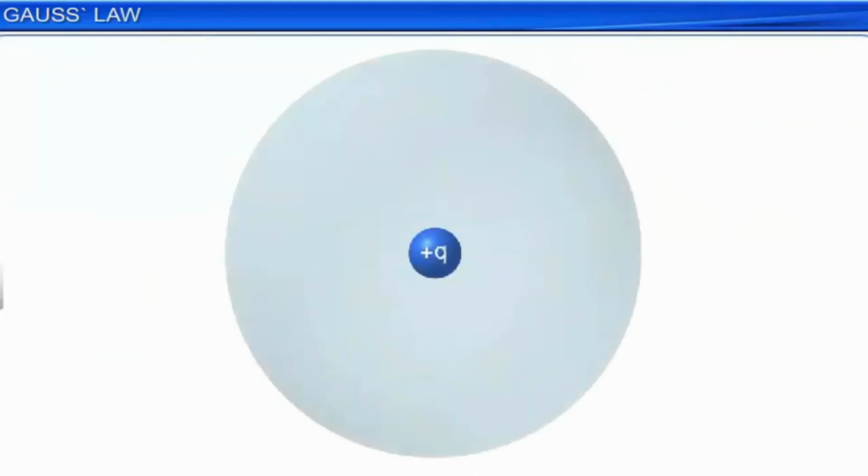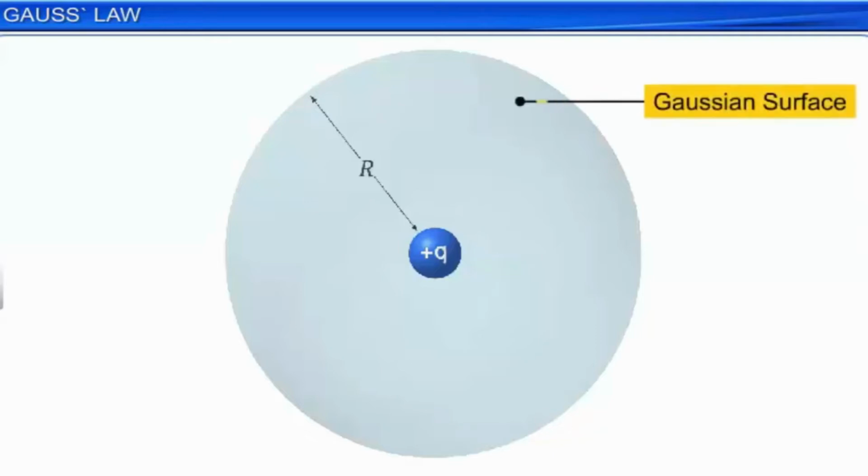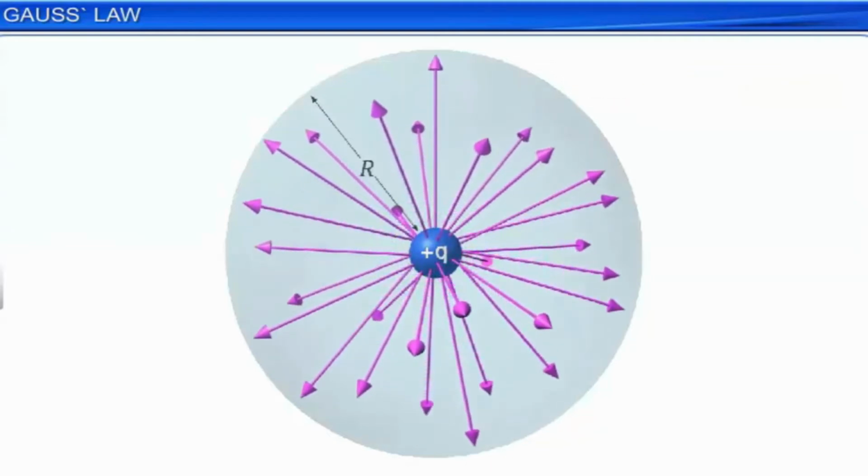Let us now look at Gauss' law, which defines the relation between the net electric flux through a closed surface and the charge enclosed by that closed surface. This law is of fundamental importance in the calculation of electric field strengths. The closed surface is referred to as the Gaussian surface. The electric field lines of the point charge plus Q are outwardly normal to the charge and hence are outwardly normal to the sphere at all points on its surface.